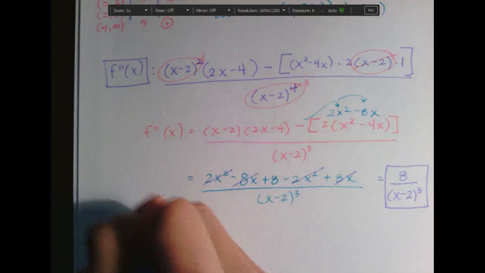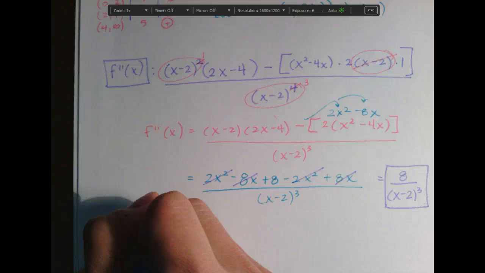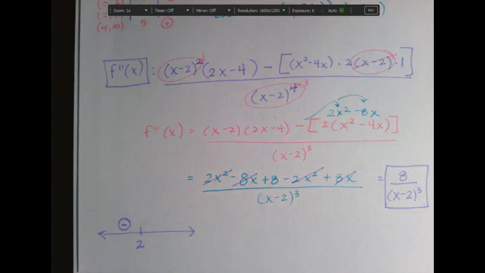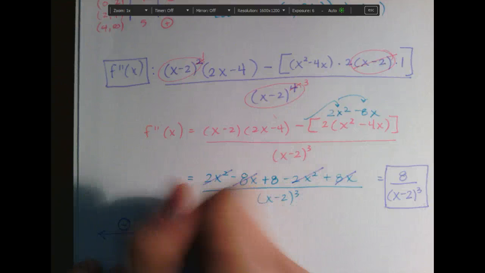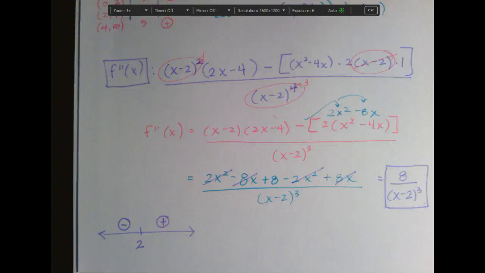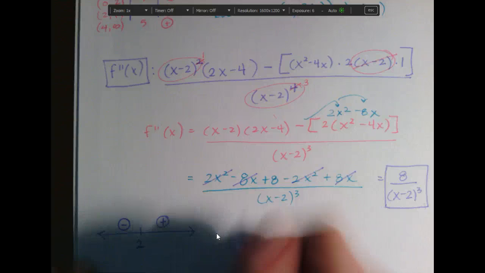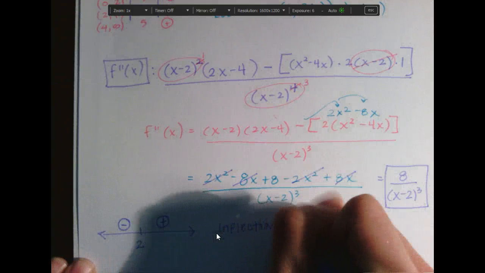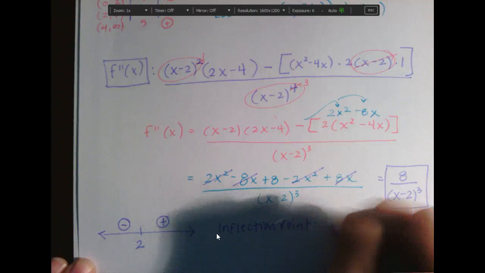When I did my test values here, I got decreasing to the left of 2 and increasing, concave down, and then concave up. So I got a negative on this side and a positive on this side, and that change means that there is indeed an inflection point at x equals 2.